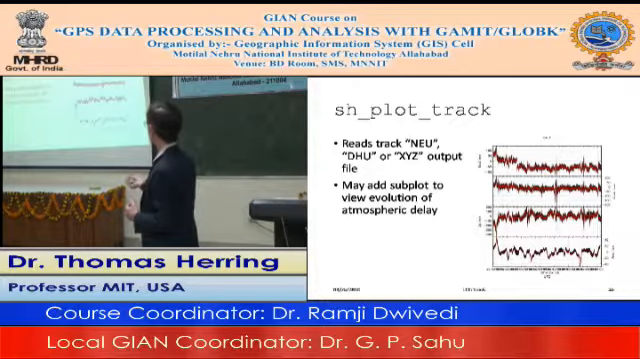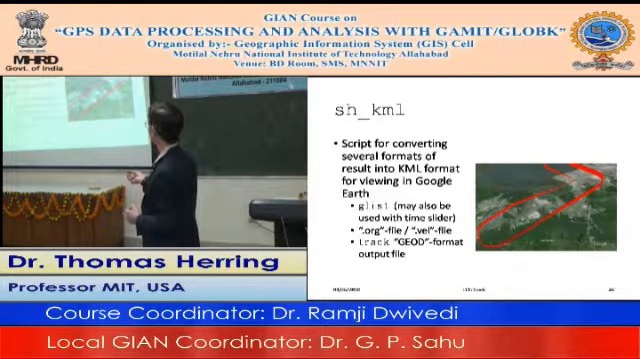So this is just an example of an SHPlot track output, again showing you east, north, up, and then the atmospheric delay estimate that goes with it. And this is the KML. SHKML allows you to convert a track output to KML format. This is an aircraft trajectory that we did for a gravity survey down in Louisiana, as I remember.